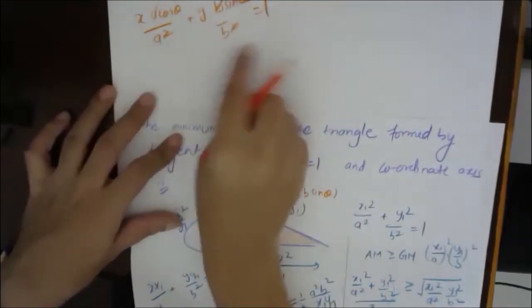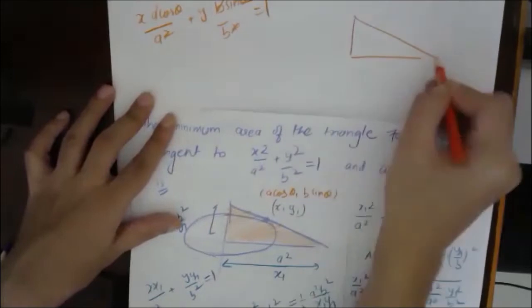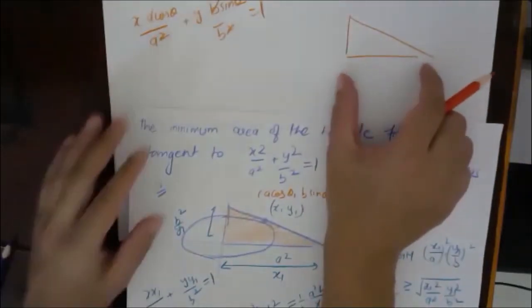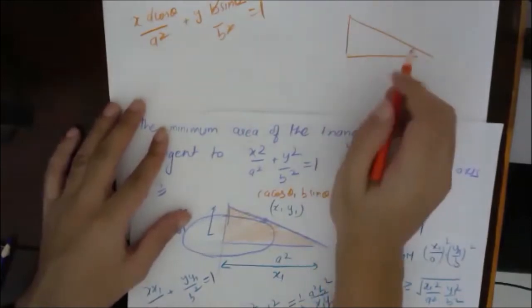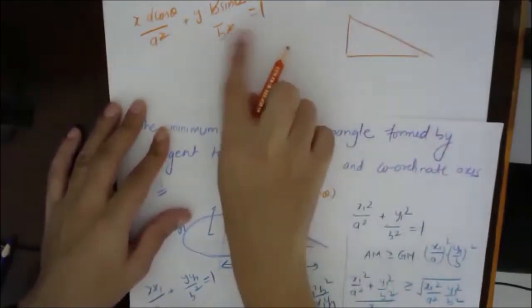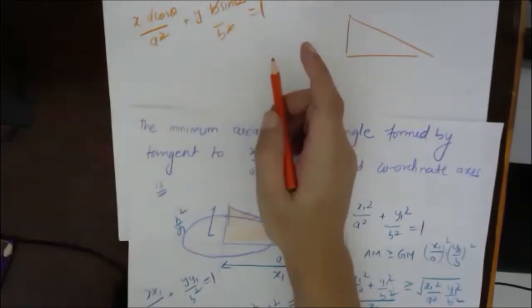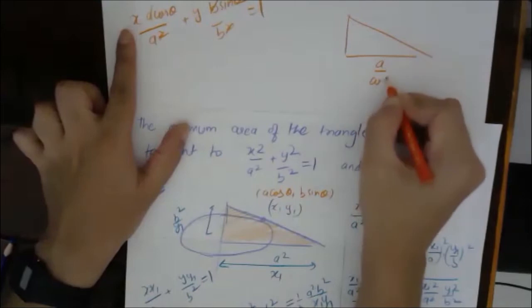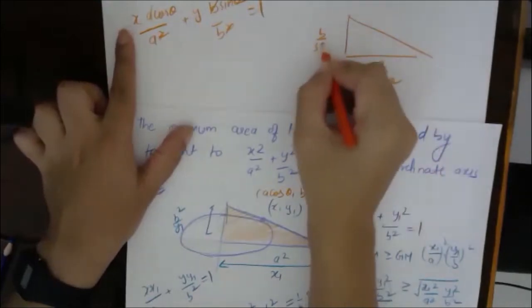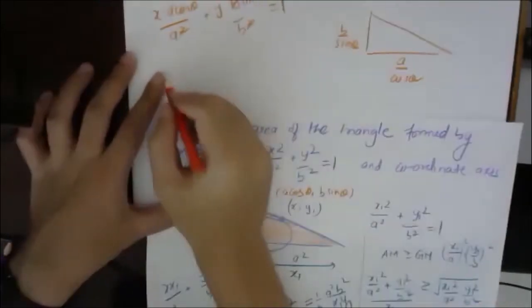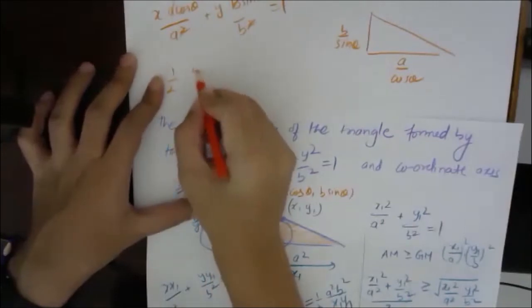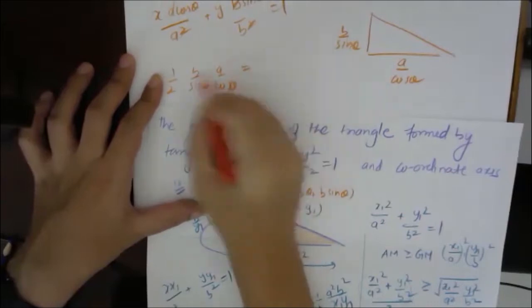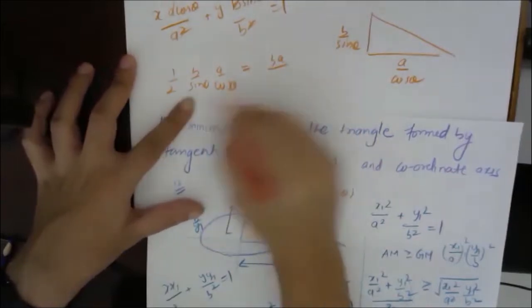So in this case also, this is the base and that is the height. I will require the base and the height to find the area of the triangle. So in this case also, you will have the x-intercept and y-intercept. The x-intercept will be a by cos theta, and the y-intercept will be b by sin theta. So the area of this triangle is half into b by sin theta into a by cos theta. This will become ba by 2 sin theta cos theta.